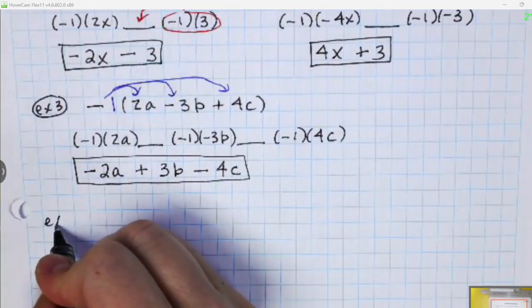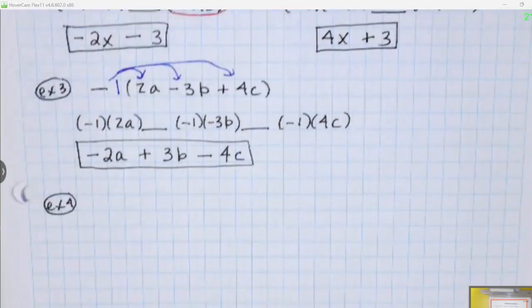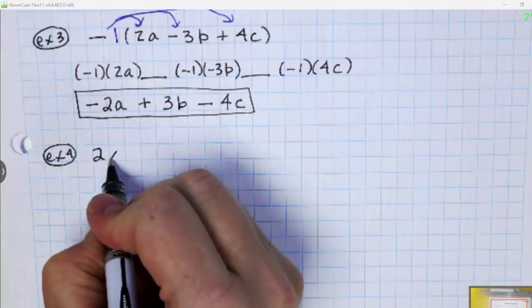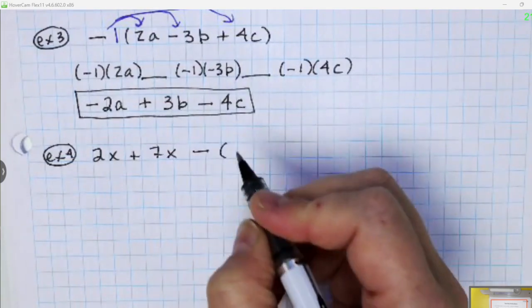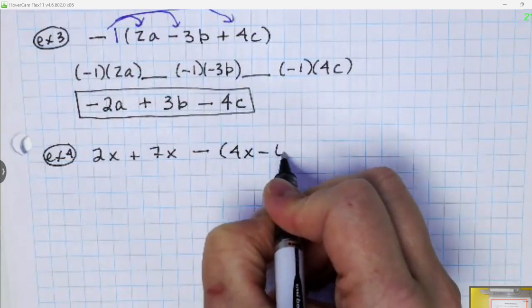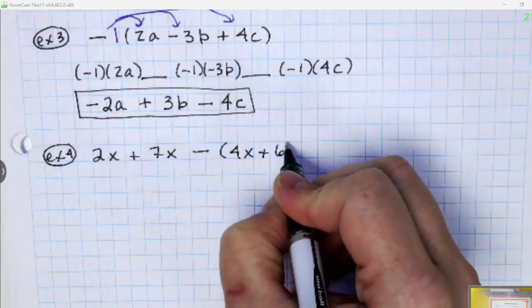All right. So here's one of the combo ones. 2x plus 7x minus, and then in parentheses, 4x plus 6.